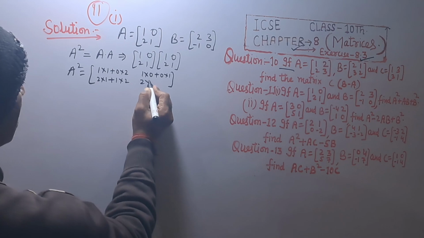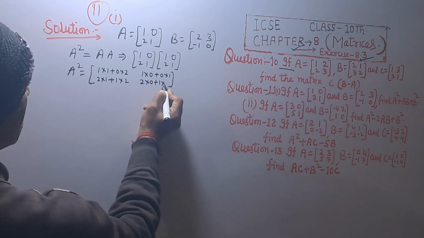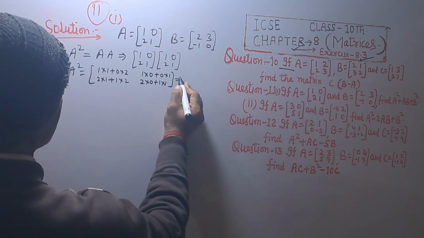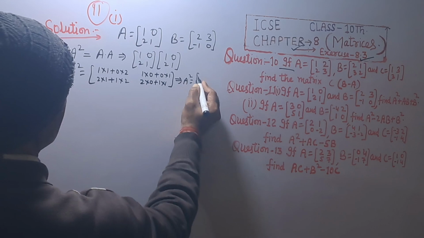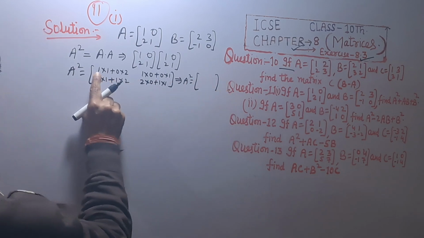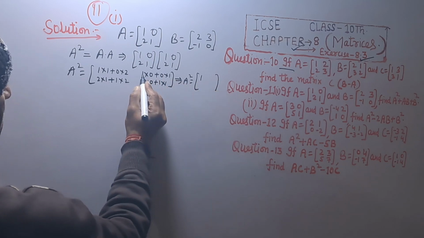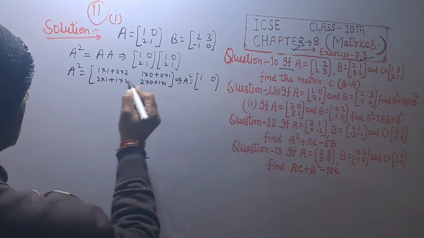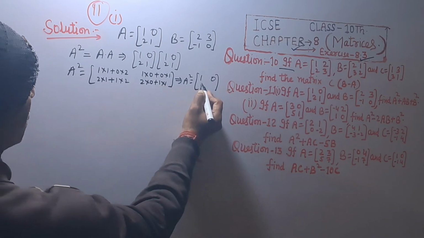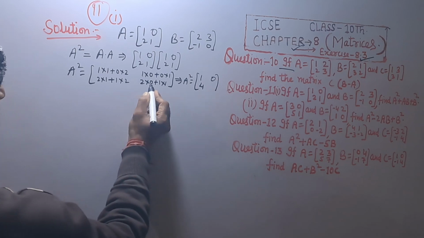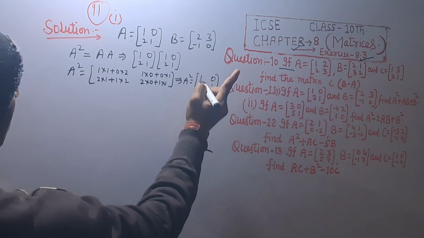That is 2 multiply by 0 plus 1 multiply by 1, which implies A square equal to 1 plus 0, that is equal to 1. 0 plus 0, that is equal to 0. 2 plus 2 equal to 4. And 0 plus 1 equal to 1.